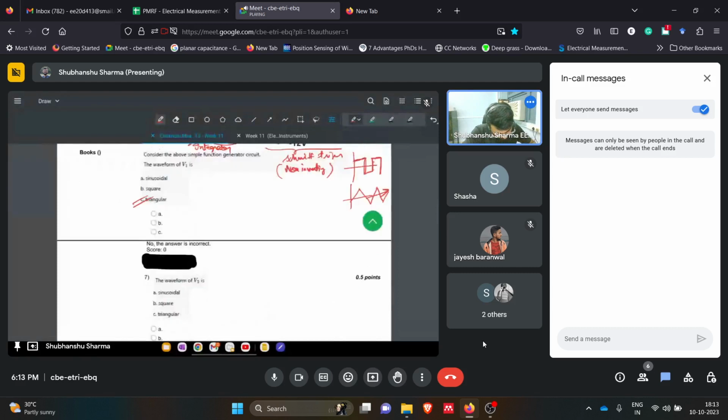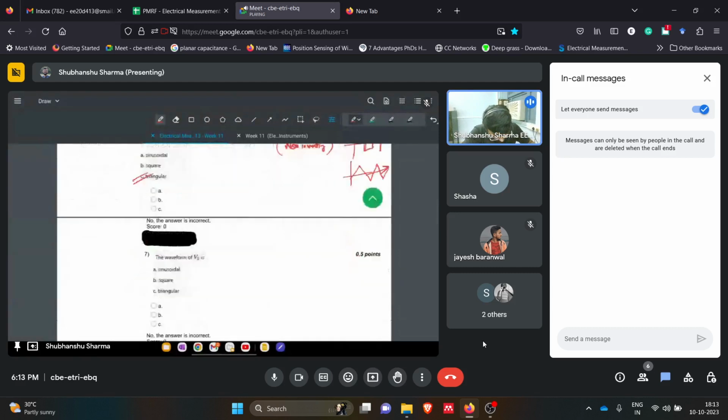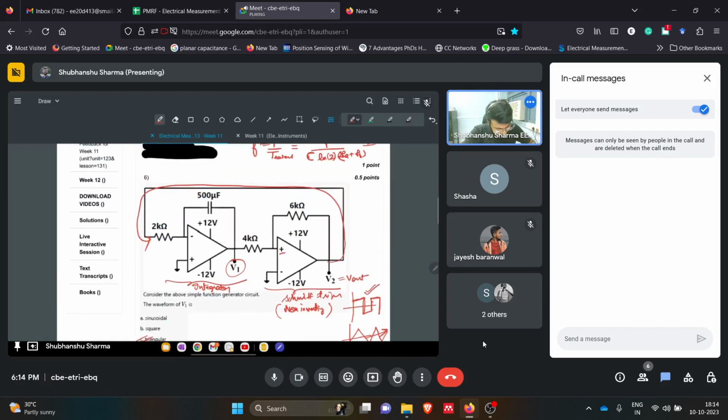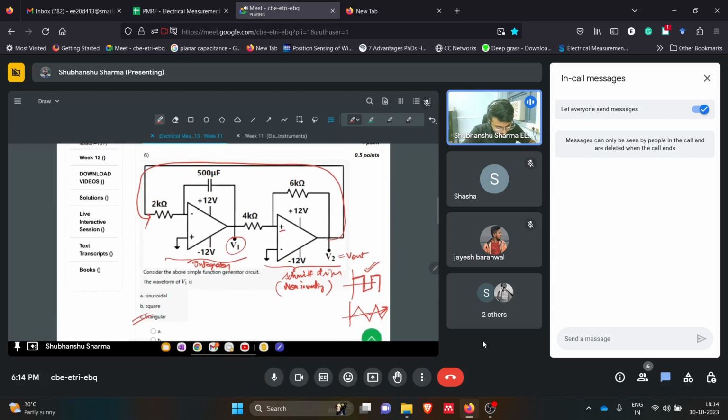The waveform of V2 is, so I just told you the waveform will be square. This one. So even if you don't remember, let's say they didn't mention whether this was a function generator or not, how will you get to know what this is doing? Just look at this. This is a positive feedback. Once a thing is in positive feedback and its negative is grounded or something, then you can get a feel that this is positive feedback. It's kind of an oscillating circuit, or we will be getting a saturation output from that.